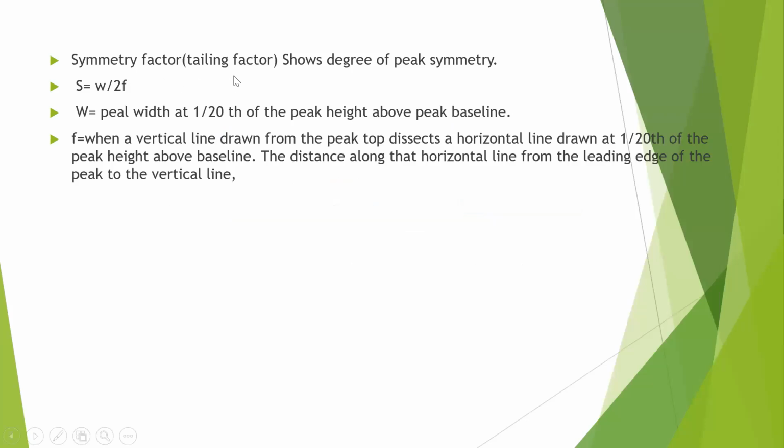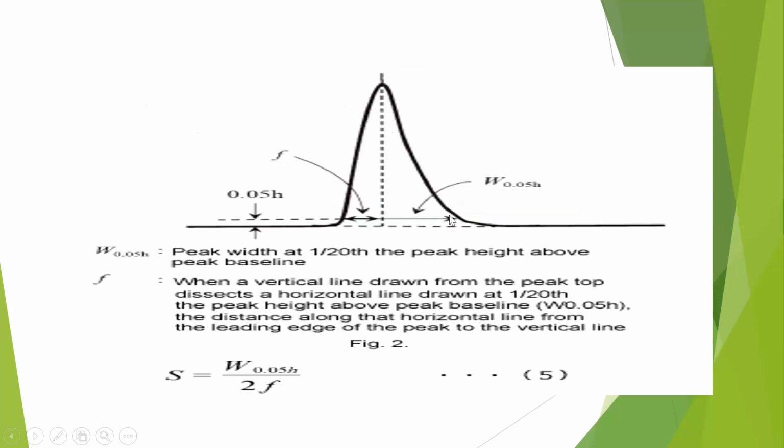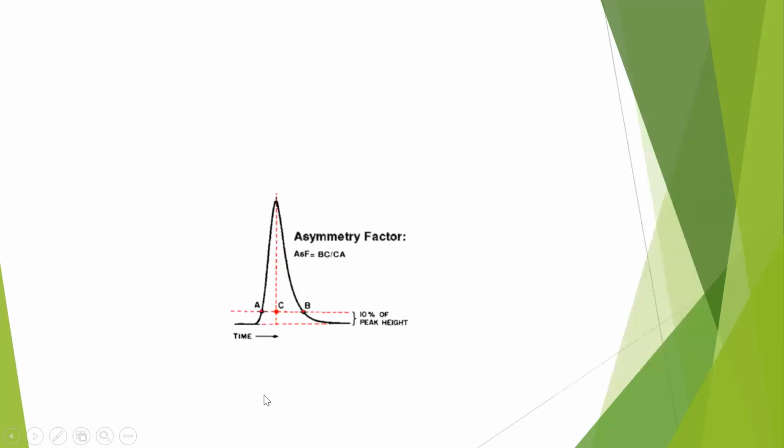Second one is symmetry factor or tailing factor. Second formula for numericals. Symmetry factor, tailing factor is calculated by using this formula W by 2F. W is the peak width at 1/20th of the peak height. This is peak width W. This is F, small f, the distance between the leading edge and the vertical. When a vertical line is drawn from the peak top, it bisects the horizontal line at 1/20th of the peak height above the baseline. The distance along the horizontal line from the leading edge of the peak to the vertical line is small f. The formula for symmetry factor is W by 2F.